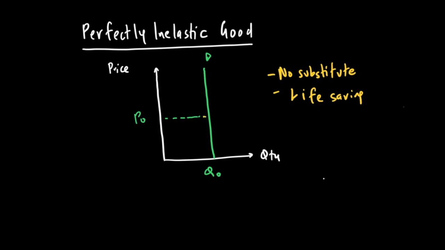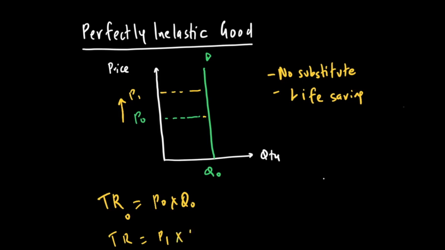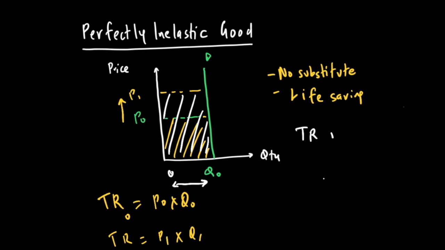In that case, let's say the price goes up from P0 to P1. You can see that the quantity demanded is not changing. When you look at the total revenue in this case, total revenue was previously P0 times Q0, but if the price goes to P1, it will now be P1 times Q1. In fact, total revenue was this yellow region before, but will be this white region later. Because the quantity isn't changing and only price is going up, we can say that total revenue rises as price rises.